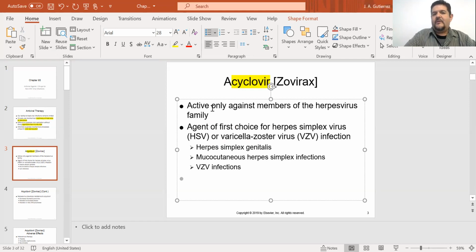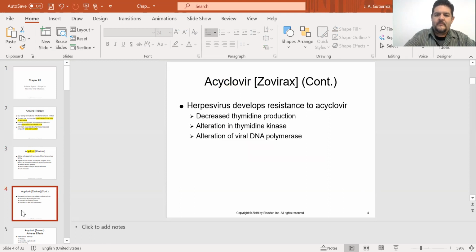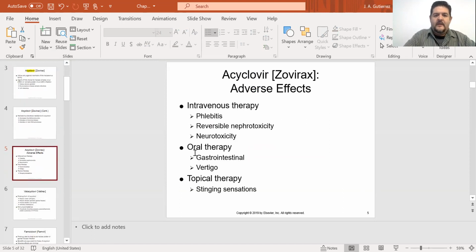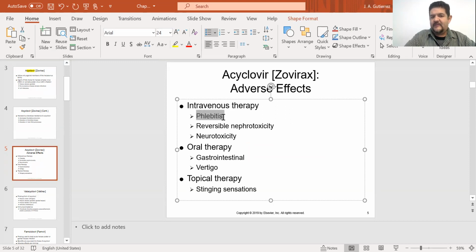Acyclovir can be used for all members of the herpes virus family. Like I mentioned, herpes simplex of the genitalia. Well, it says here mucocutaneous herpes, but this is a fever blister. And VZV infections, that means chickenpox. So in those three situations, we can use acyclovir to treat them. Regarding the presentation, if we're talking IV, the adverse effect is going to be phlebitis.